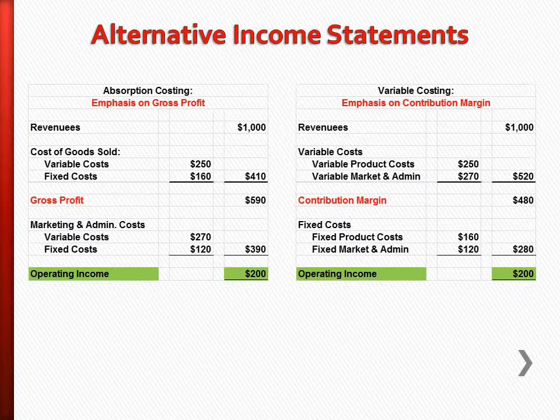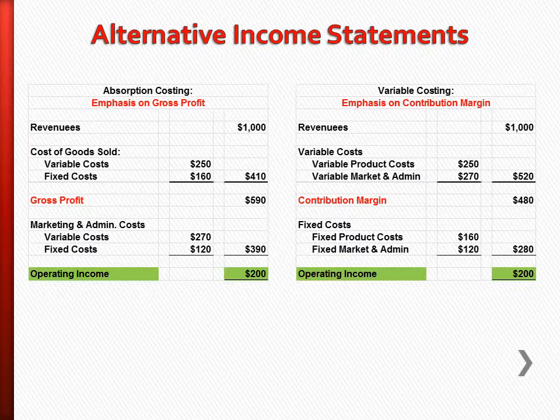Essentially, absorption costing is what is used in financial statements that are reported to shareholders, to other stakeholders like banks, lending institutions. It's generally accepted accounting principles for financial reporting. So as a quick review, you can see that we have revenues, let's say of $1,000, and next we show the cost of a product sold, or for a service company, we can show the cost of services provided.